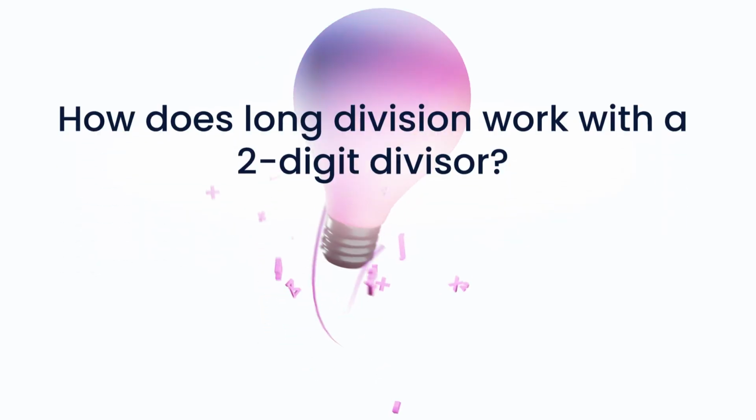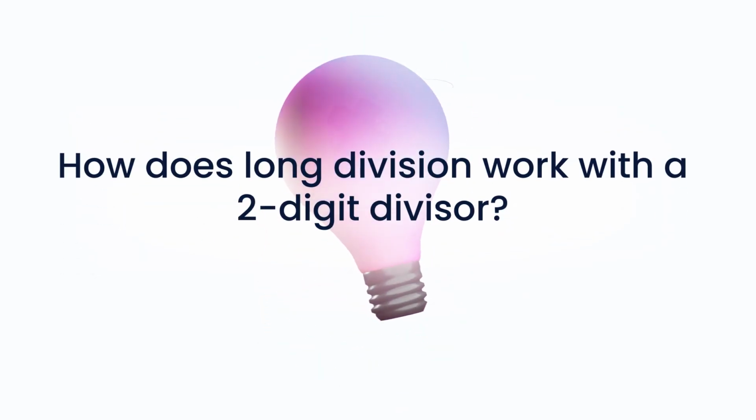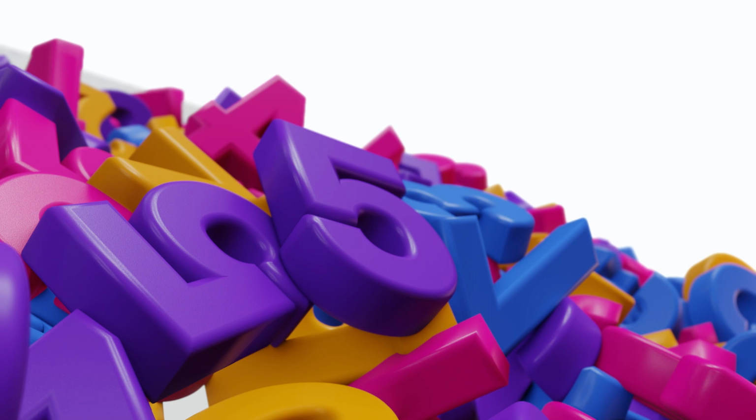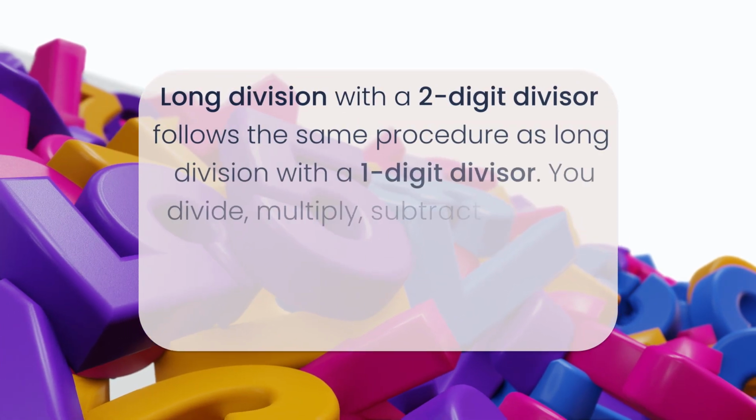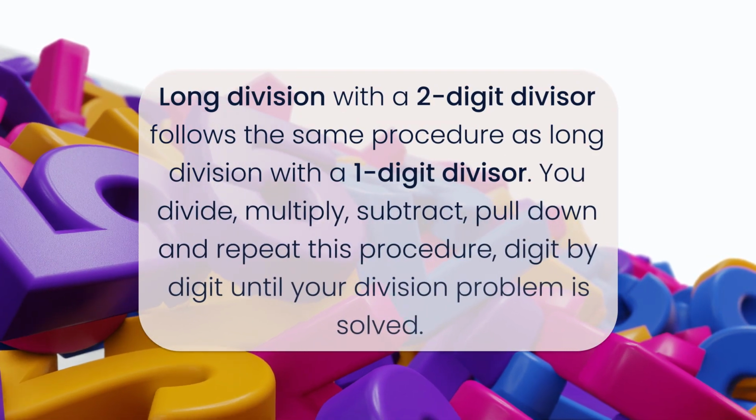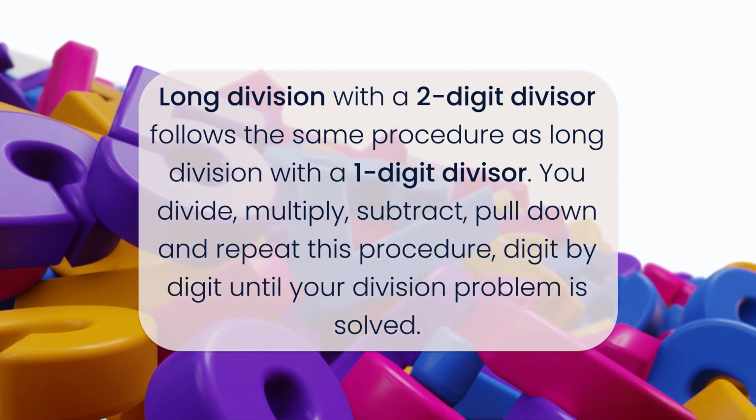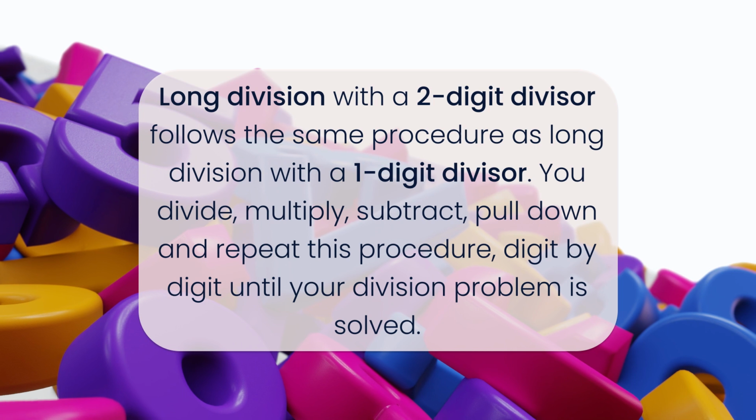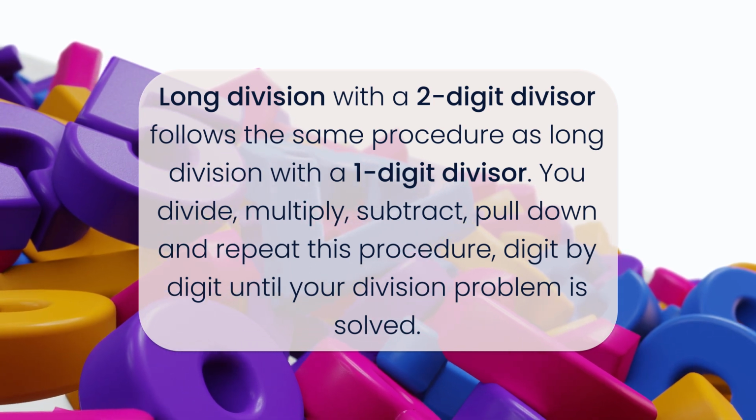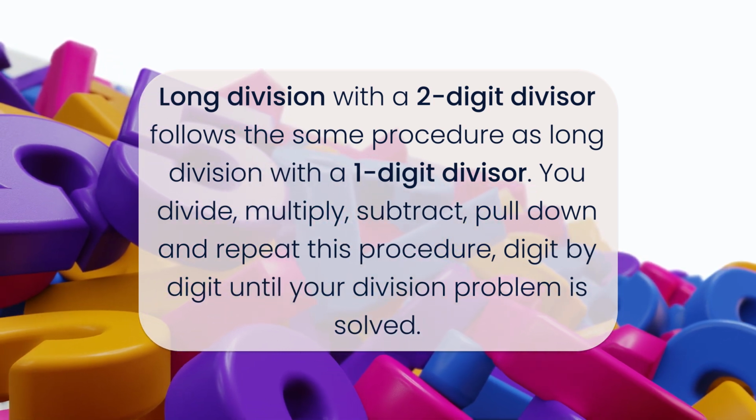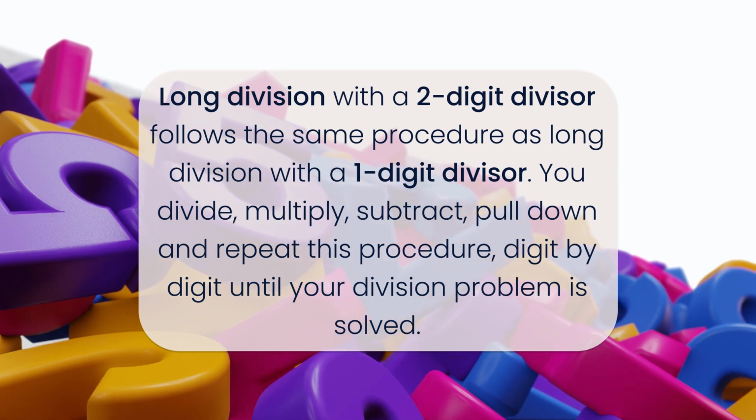How does long division work with a two-digit divisor? Long division with a two-digit divisor follows the same procedure as long division with a one-digit divisor. You divide, multiply, subtract, pull down, and repeat this procedure, digit by digit, until your division problem is solved. Let's look at one quite large example to get familiar with the procedure.